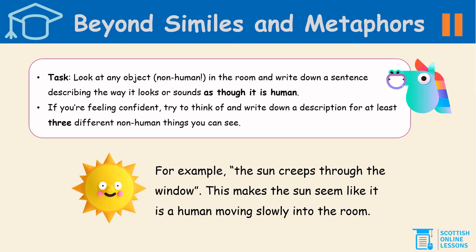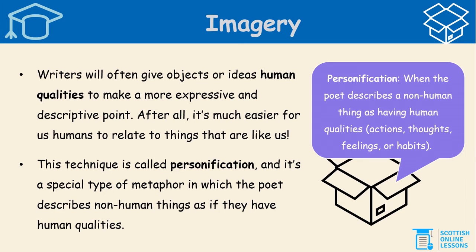For example, the sun creeps through the window. This makes the sun seem like it is a human moving slowly into the room, so we're describing the sun as though it is human. Pause the presentation just now and try to get at least one description written down. Writers, and specifically poets, will often give objects or ideas human qualities to make a more expressive and descriptive point. After all, it's much easier for humans like us to relate to things that are like us.